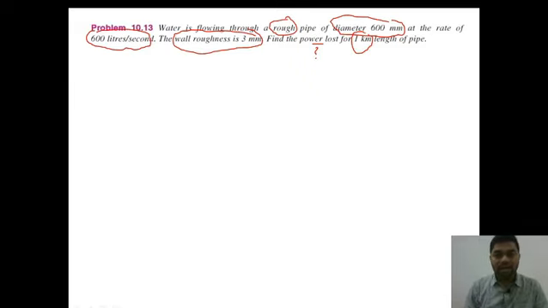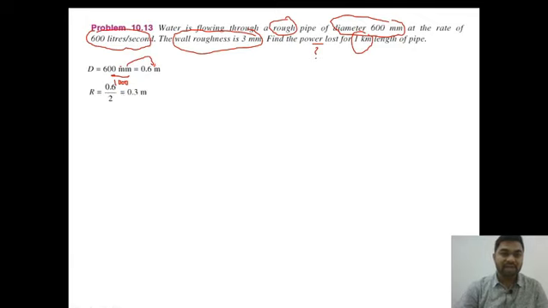So now let us write what is all given in this problem. First of all, the diameter is 600 mm. If we convert this 600 mm to meters, we get 0.6 meter. How to convert mm to meters? We need to divide by 1000. So, we get the value in meters, 0.6 meter.